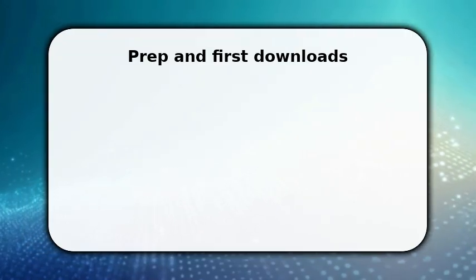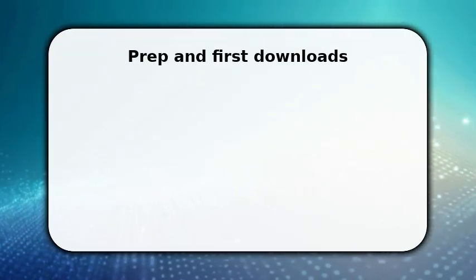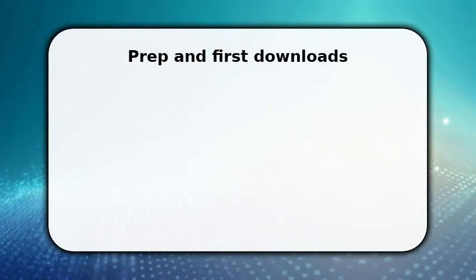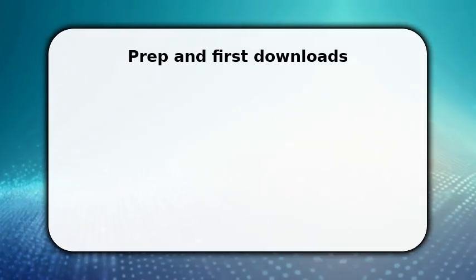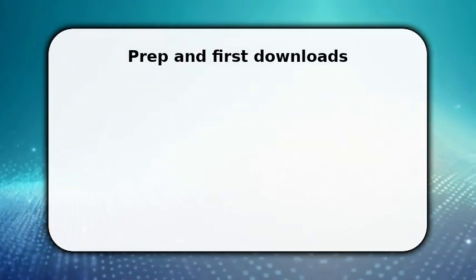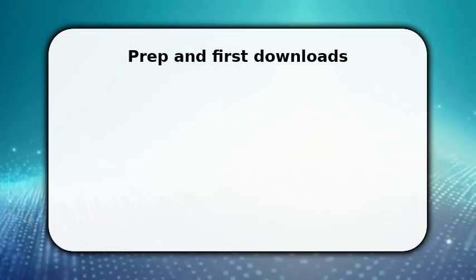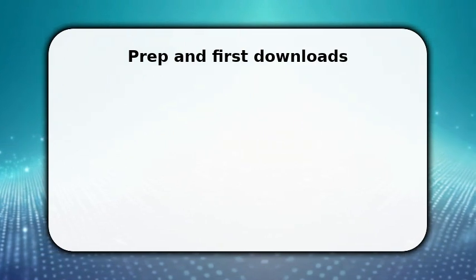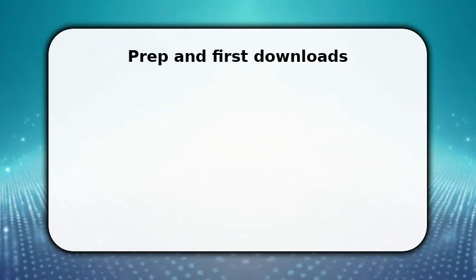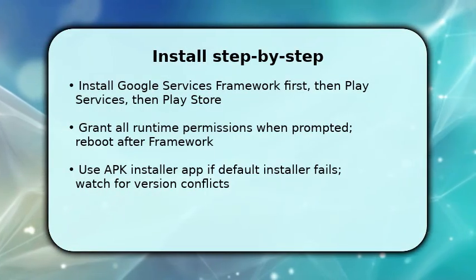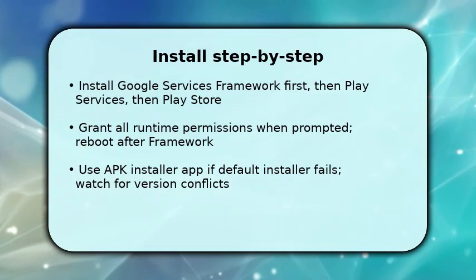Next, download the 3 core APKs: Google Services Framework, Google Play Services, and Google Play Store in that order. You're downloading but not installing all at once. Download each compatible APK version, matching Android level and ARM architecture. This prevents install failure. Begin installation with Google Services Framework and grant its permissions.